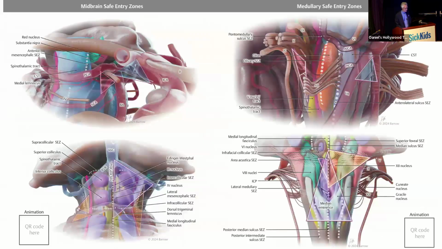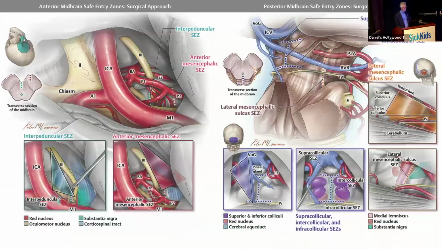These are Danny's computer graphic maps that show some of those safe entry zones, again, in the midbrain and the medulla, and their relationship to the underlying tracts and nuclei. And here's Peter Lawrence, again, with his maps showing how these safe entry zones relate to the surgical anatomy seen from the perspective of the surgeon.